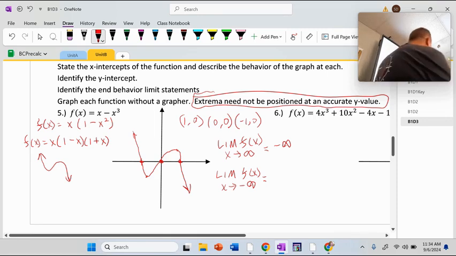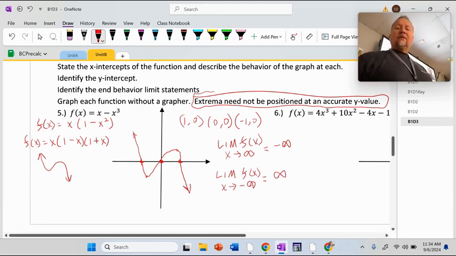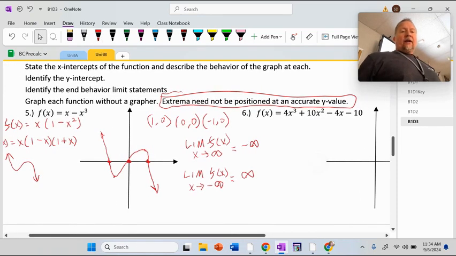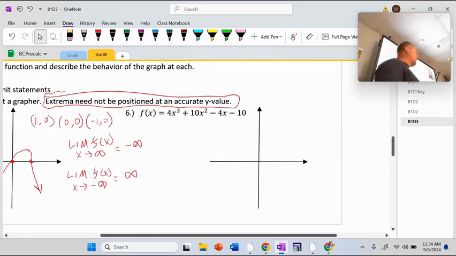And then, did I do that right? Yes. Infinity goes to negative infinity, and then vice versa. They're flip-flopped. Okay. Love factoring. All right. And then graph without extreme and not need not position. So we did everything we needed to do there. Okay? Got it? All right.